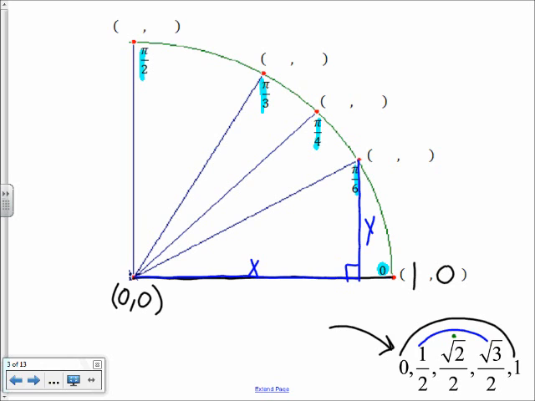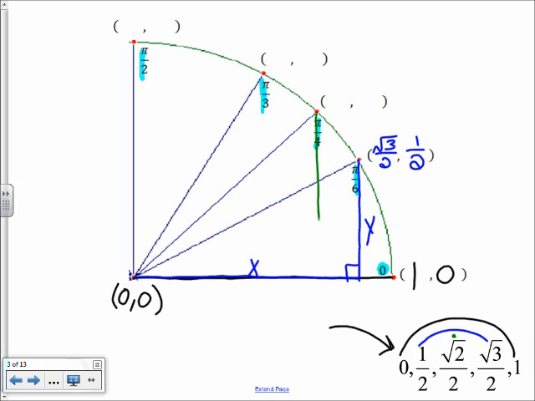Now, which number goes where? Well, root 3 over 2 is a bigger number than 1/2, so it must be with the x-coordinate. So at pi over 6, we get root 3 over 2, comma 1/2. Okay, we have 2 angles down, 3 more to go. So we're going to go up here to pi over 4 now and do the same thing.